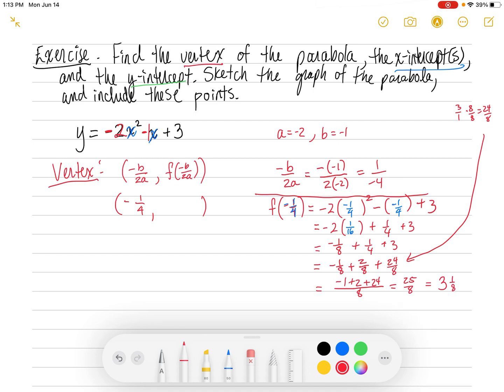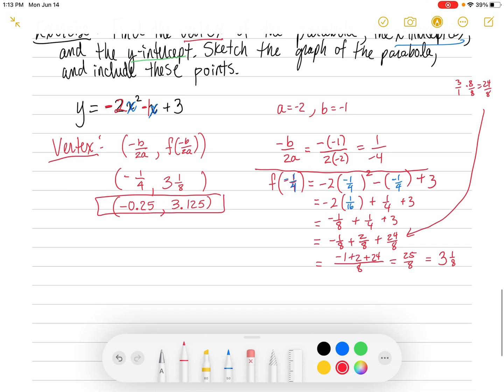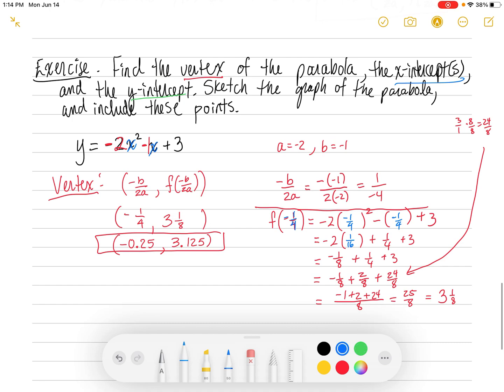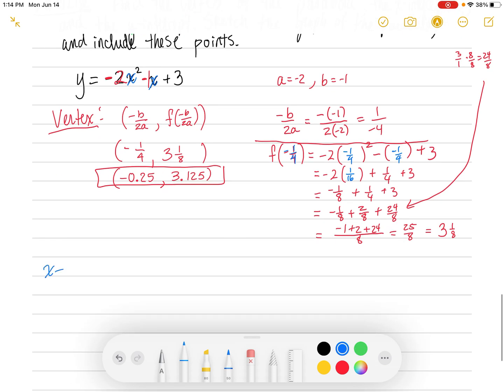It's going to be 3 and 1/8, right? 3 and 1/8, okay. So 3 and 1/8. So we have minus 0.25, comma, 3.125. That's our vertex. Now let's find the X-intercepts.